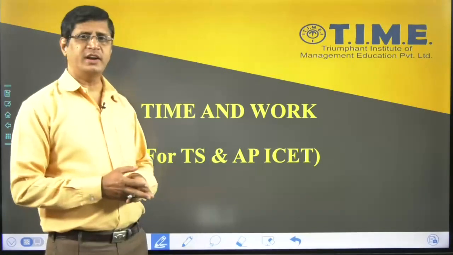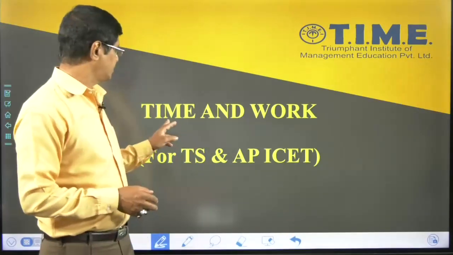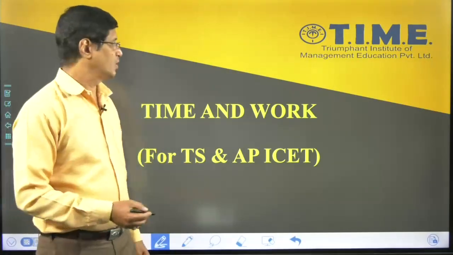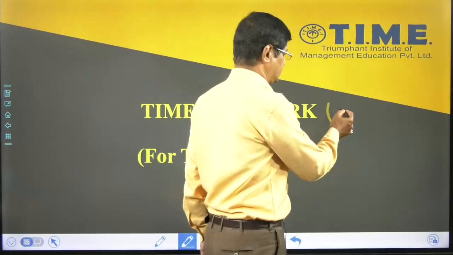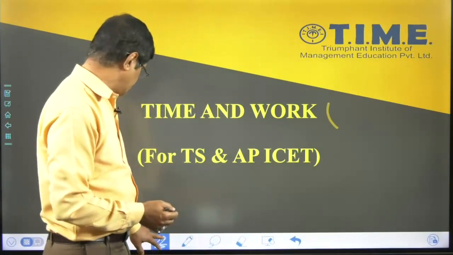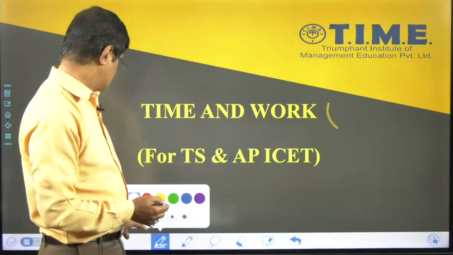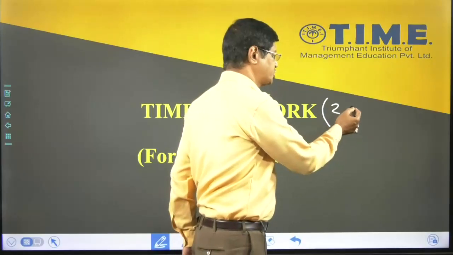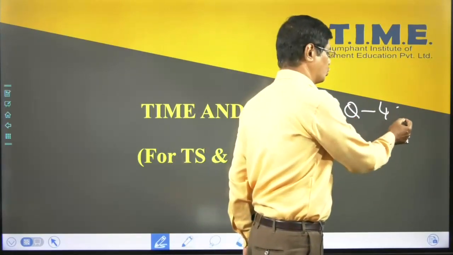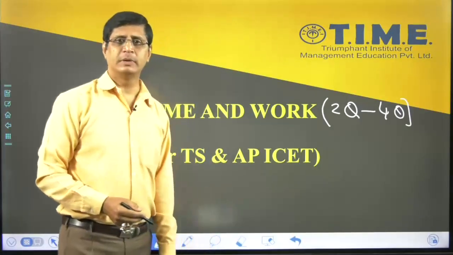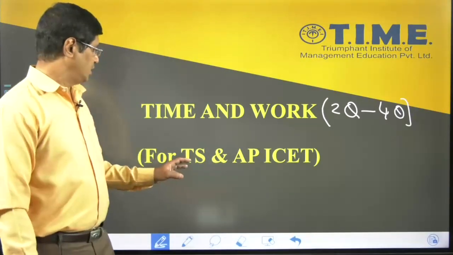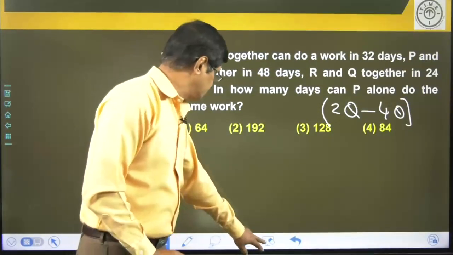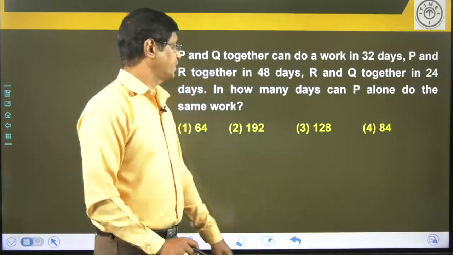In this session, we will look at the important questions from the topic time and work for the examinations TS and AP ICET. The weightage of this topic: a minimum of 2 questions, maximum 4 questions. We can expect a minimum of 2 and a maximum of 4 questions from this topic in AP ICET as well as in TS ICET. Now let's look at the important questions from this topic.